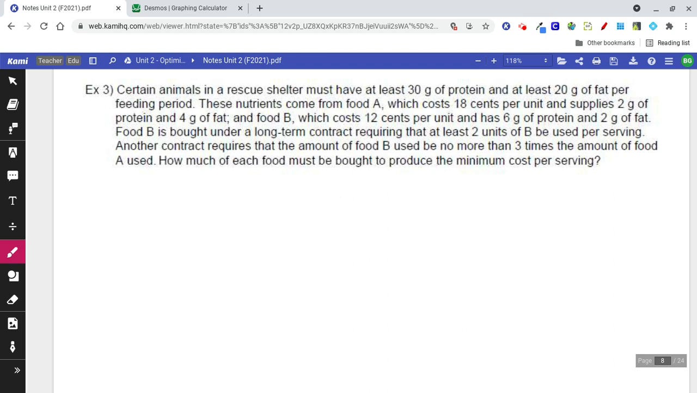There's a lot going on here. You've got a lot of numbers. You've got food A, food B. You've got all kinds of stuff. So just be careful and start at the end. If I start at the end, how much of each food, that tells me that it's A and B. So let's say X is food A and Y is food B. Technically, you could use variables A and B if you want, but Desmos is going to make me put in X and Y, so let's just do that. But also notice this time we are minimizing cost. So it's not a maximize problem this time, it's a minimize problem.